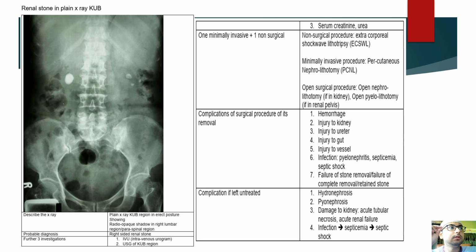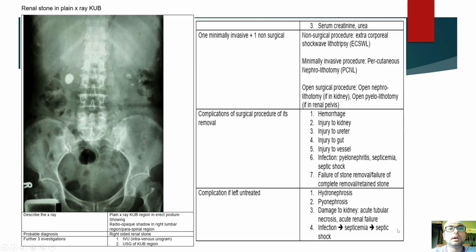In that case there is failure of the stone removal and failure of complete removal, as a fragment of the stone can be retained in the kidney. And if left untreated, if the patient stays like this, what will be the complications? Like hydronephrosis, pyonephrosis, damage to the kidney, acute tubular necrosis, infection, septicemia and septic shock.